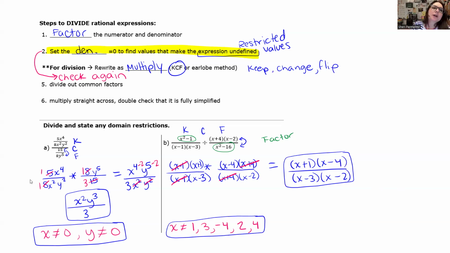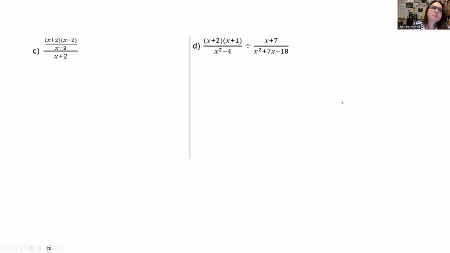Okay, let's keep going. We've got 2 more examples. And so this one, it is technically a fraction divided by a fraction. Even if you don't see the second denominator, it's still there because anything can be divided by 1.